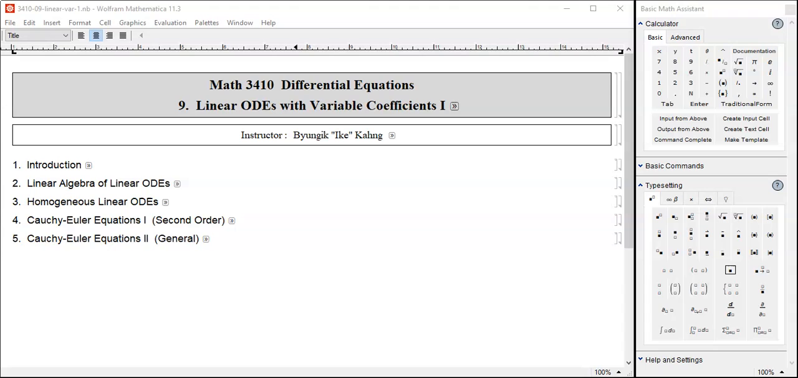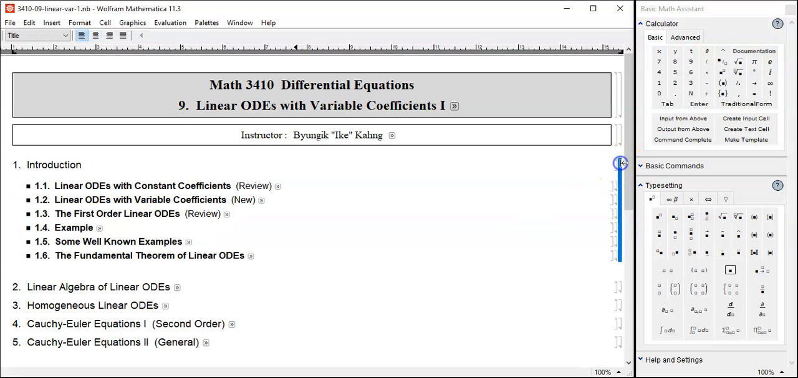Yes, we went through a humongously important tool of Laplace transform, but all the applications of Laplace transform we ever dealt with were all about linear ODEs with constant coefficients. Now let's go to variable coefficients. How do they differ? Well, let's see.